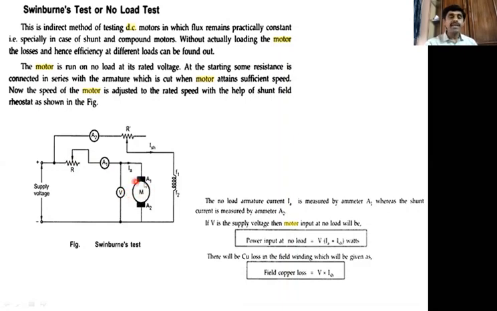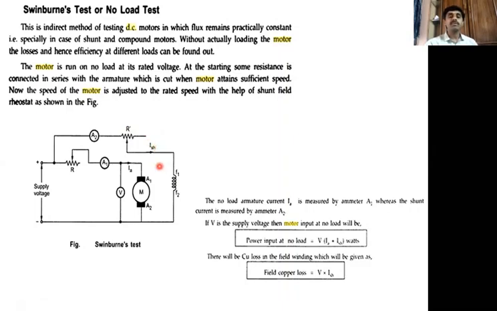Once we attain a speed near the rated speed, the speed is adjusted to exactly the rated speed with the help of the shunt field rheostat, a smooth adjustment by adjusting the resistance. Because initially it is at minimum position, by increasing the resistance, the speed will be increased, because the current will be reduced, flux is reduced, therefore speed is increased. Therefore, by adjusting the field resistance, the speed is brought to the rated speed.